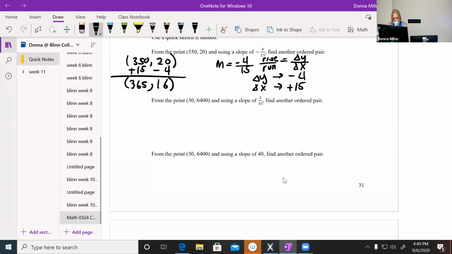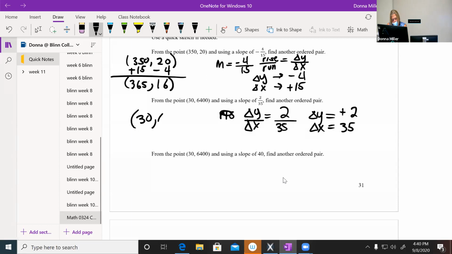Okay, so we'll do another example. The slope is rise over run. I'll just do change in y over change in x. The change in y is 2, and the change in x is 35. So all I'm going to do is take the point, which is (x, y). Delta y is 2, so I'm going to add 2 to y. And delta x is 35, so I'm going to add 35 to x, right? That gives me a new point. Okay. So I'm going to arrive at (65, 64) over 2. That would be a new point.